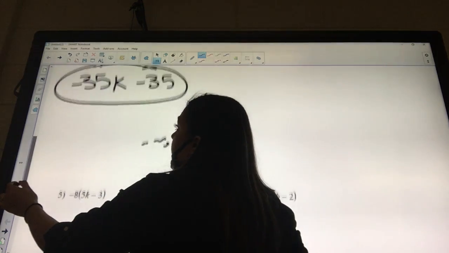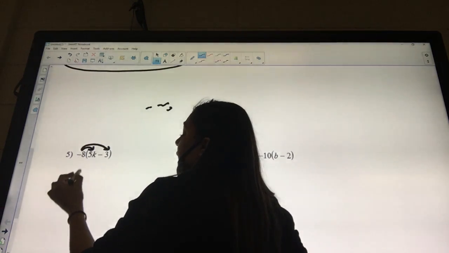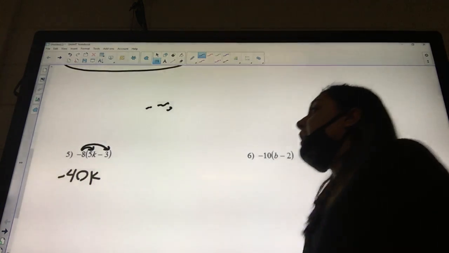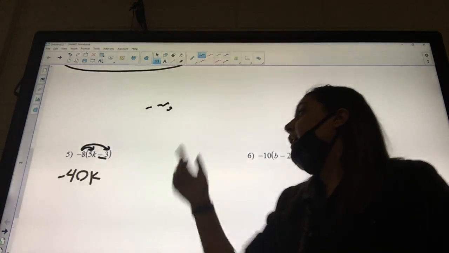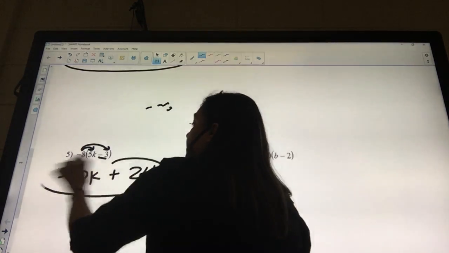So on this, we look at 5, it's negative 8 times 5K, negative 40K. Negative 8 times negative 3. See the 3, the sign? Yeah, so negative times negative is positive, and then we're going to have a 24.